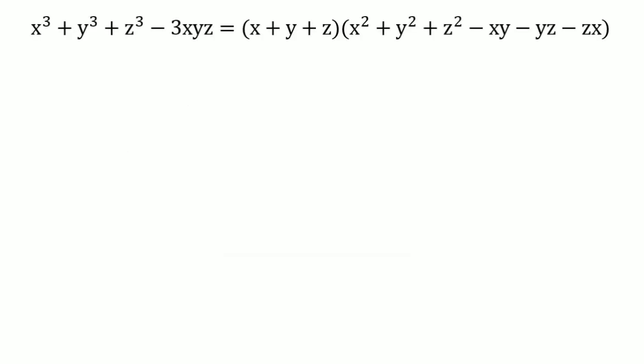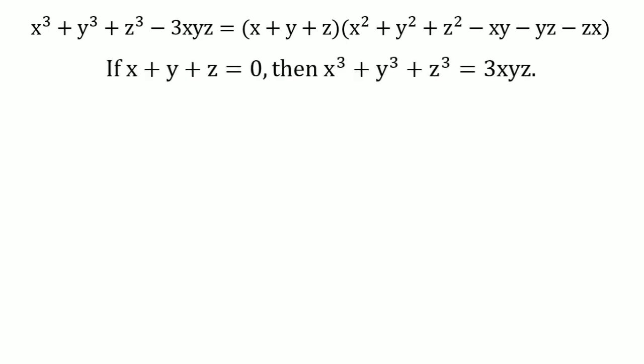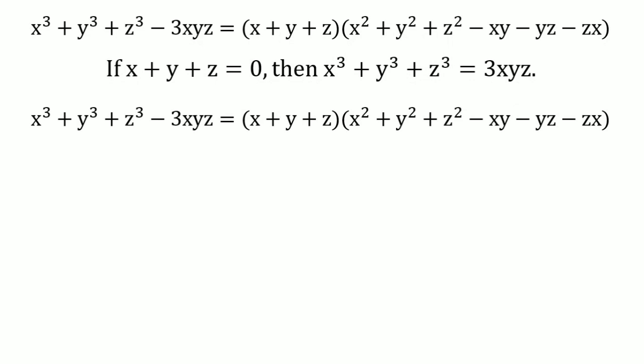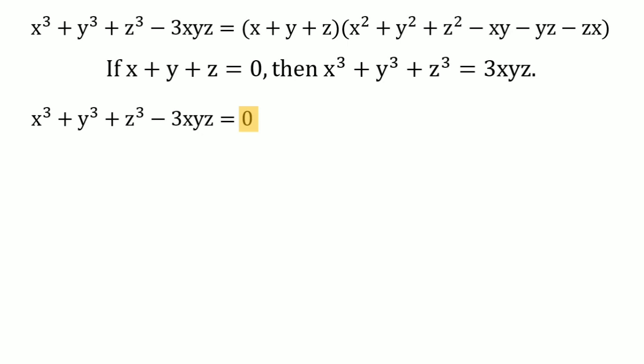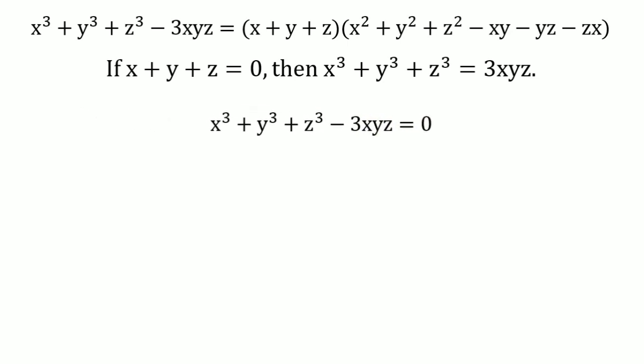Now the identity which we are using is x³ + y³ + z³ − 3xyz is equal to (x + y + z)(x² + y² + z² − xy − yz − zx). And actually we are using a result from this identity. So if x + y + z is equal to 0, then x³ + y³ + z³ is equal to 3xyz. And we can easily get this result from our identity above. So if we put x + y + z equal to 0, then our RHS corresponds to 0, and then we simply have the result that we needed to prove.